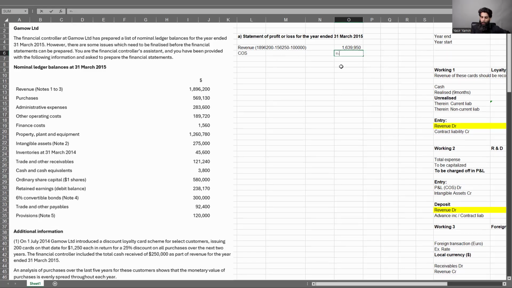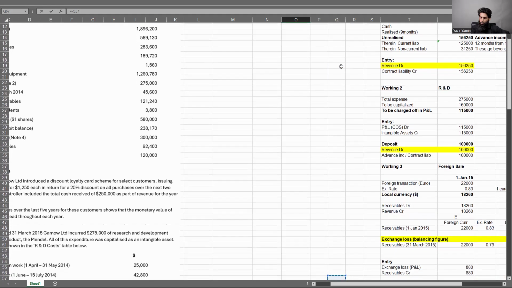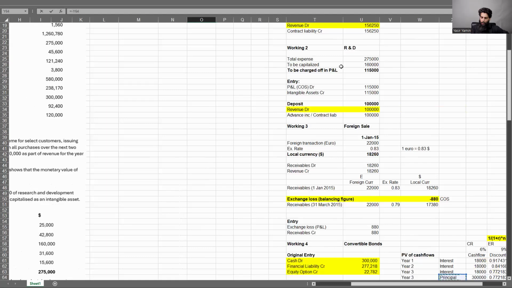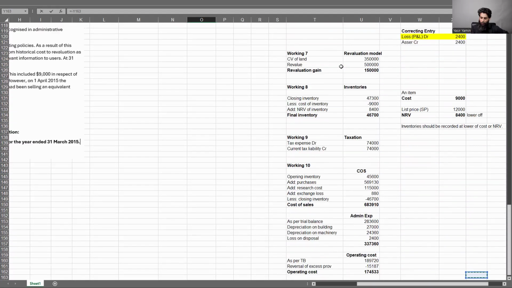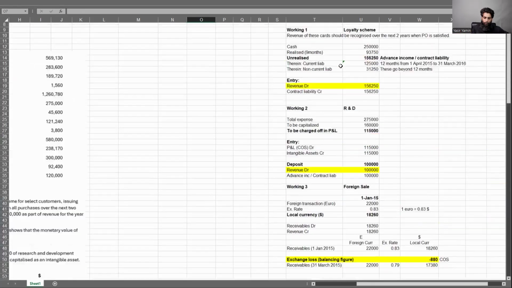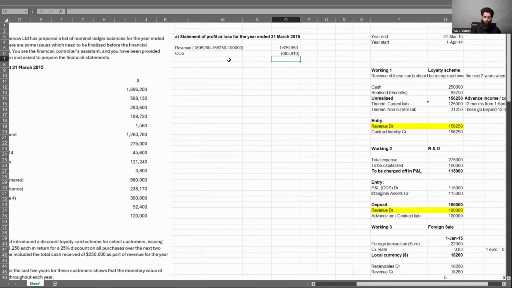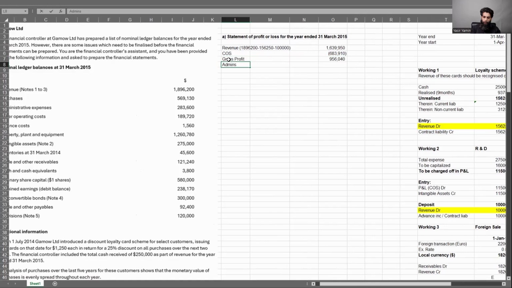So is equals to minus, move your cursor, guys, use your arrow keys, come down. Where is your cost of sales? We already prepared it to save our time. Cost of sales 683,910. Come to it, press enter. The link figure is here. Then you will get gross profit of 956,040. Make sense?